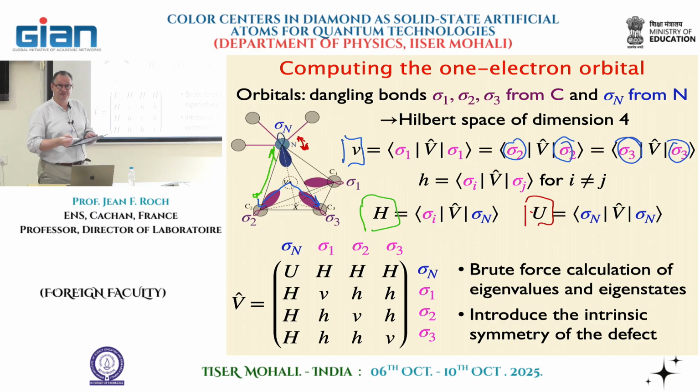So I have a 4x4 matrix. If I'm able to compute all these matrix elements numerically, I can do a brute force calculation and determine the eigenvalues and eigenstates. We can try that. That's not the right way to do it. The right way to do it is now to introduce the symmetry of the defect. That's what molecular physicists know how to do. They now change the basis. So they will use linear combinations of the initial basis that now fulfill the symmetry of the defect.